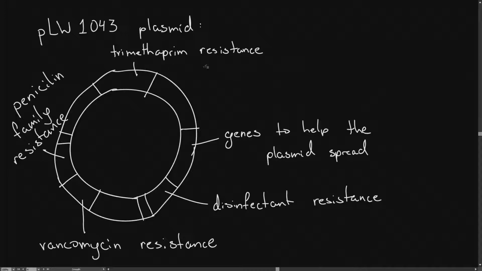This final slide is the PLW1043 plasmid. And here we can see the shape of the plasmid, as well as how certain parts are associated with certain abilities. And here we have 4 kinds of resistances, as well as this part of the plasmid that has genes to help the plasmid spread. Each of these individual traits can be taken out of the plasmid, for example, by biologists, and then synthesized and added to other cells to allow them to have one of these abilities.